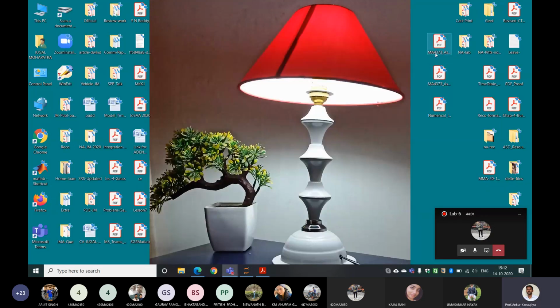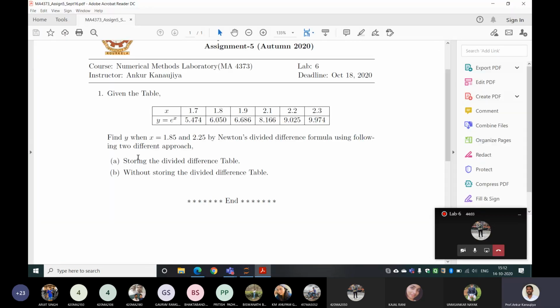So now in this assignment, what I asked, this answer storing the divided difference, exactly whatever I showed to you, you have to do for this data in the forward. Backward I didn't do, you have to do backward also. That exercise anyway is the previous lab exercise. The extra part is here: without storing the divided difference table.